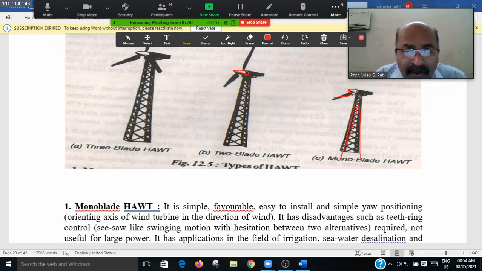If two blades are used, it is known as a two-blade HAWT or a twin-blade HAWT.